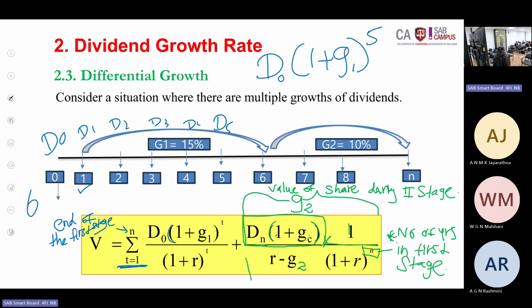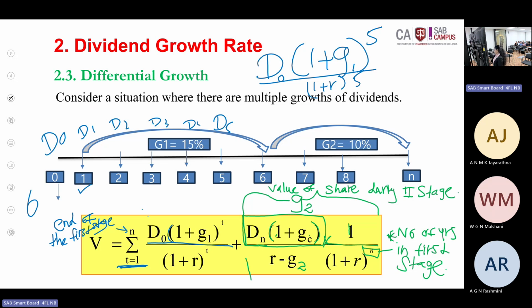No. What you need to do? Divide it by 1 plus r to the power, in our example, 1 plus r to the power 5. There are 2 tasks. What are those 2 tasks? Calculating the respective dividends, and then second, converting those into present values. And then take the total of those present values.